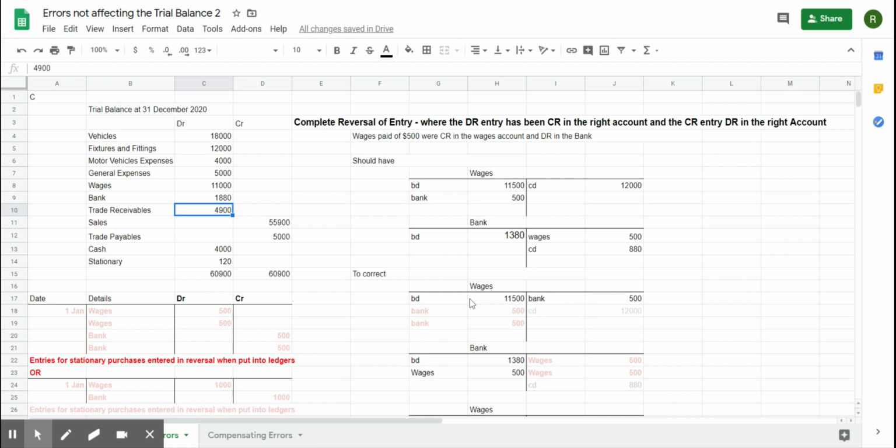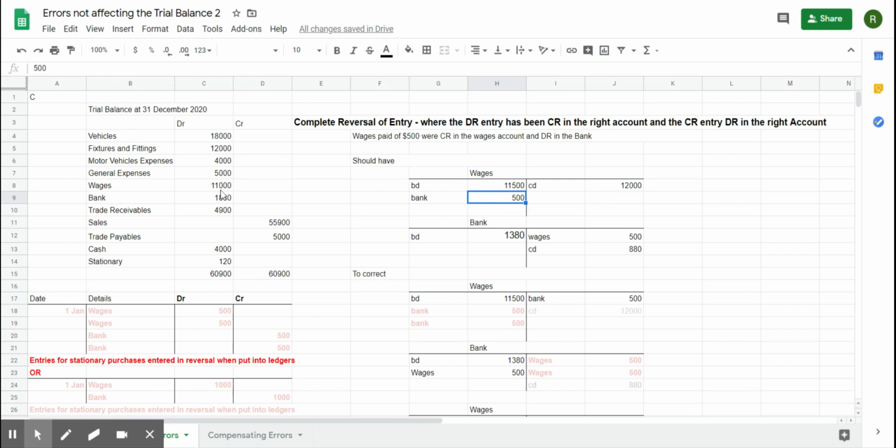So what that's done is reduced the wages to 11,000. And in the bank account, where we should have put a credit entry in, that's increased the amount of money in the bank that we think we've got up to 1,880. So if we look on here, the trial balance still balances, but what we should have done with the wages is increase the amount of wages expense by 500. It should have been 12,000.